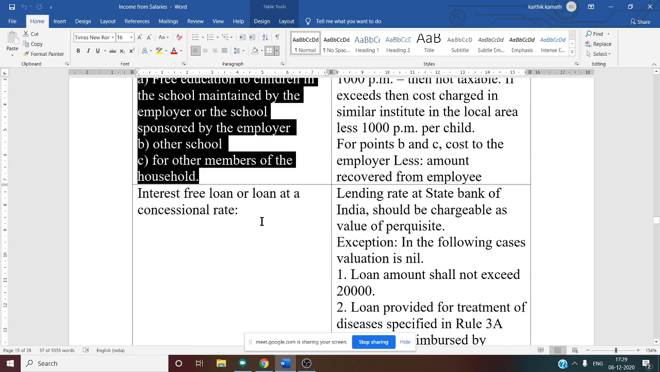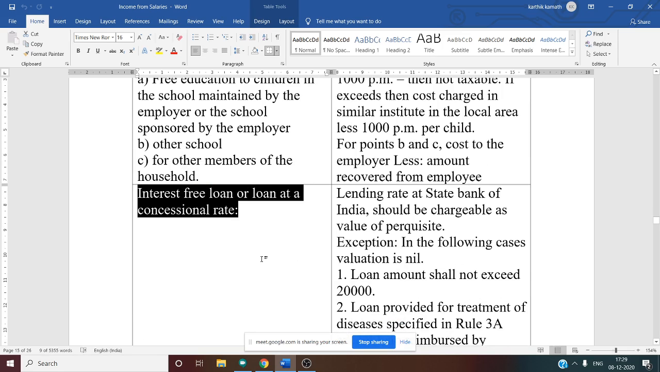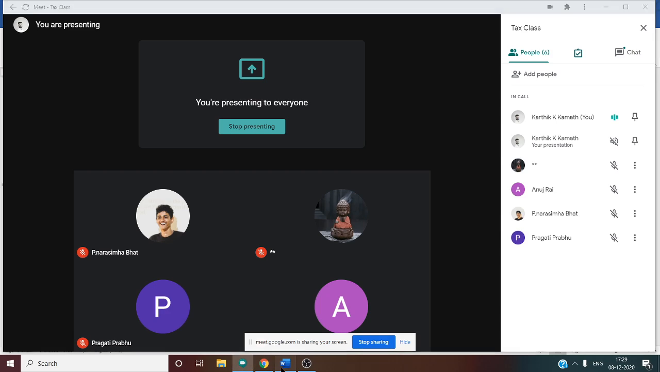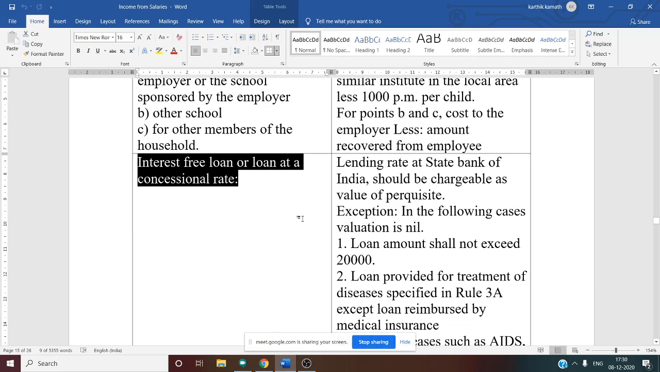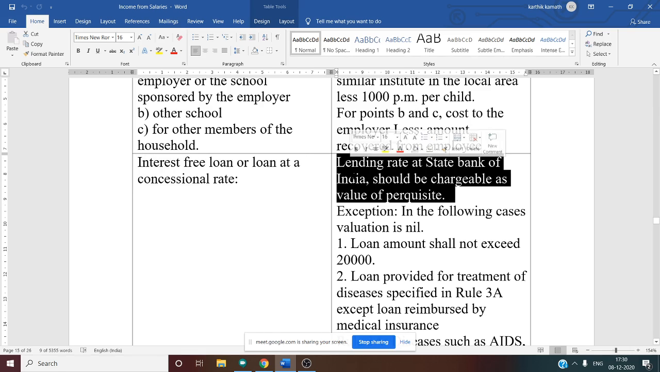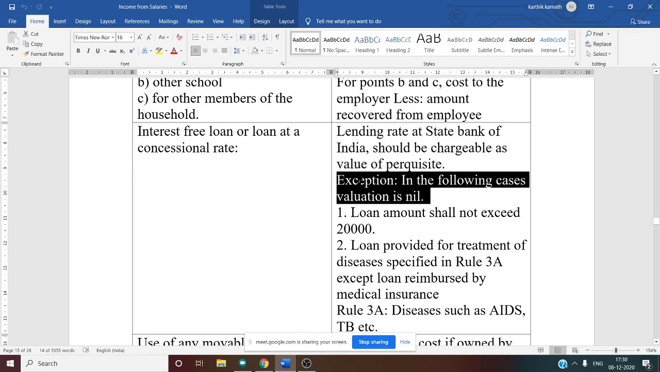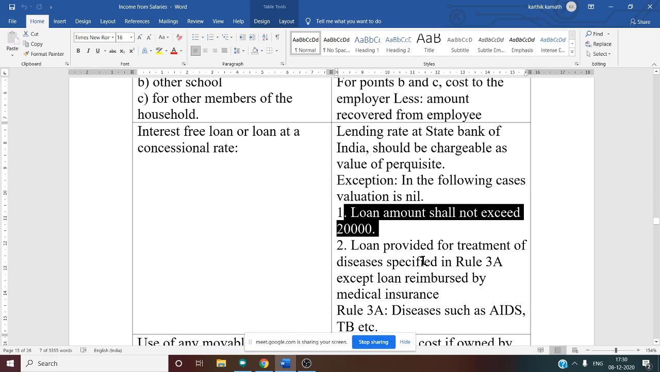Then there is one more thing regarding interest-free loan or loan at a concessional rate. One more very important rule. So here what happens? Again, for 16 mark problem, there may be some adjustment regarding vehicle loan taken. So in that case, we have to see lending rate at State Bank of India. That is SBI's lending rate we should see, and it should be chargeable as value of perquisite. So there are certain exceptions to the rule, that is under the following cases valuation is nil. If loan amount is less than 20,000, perquisite value is nil.